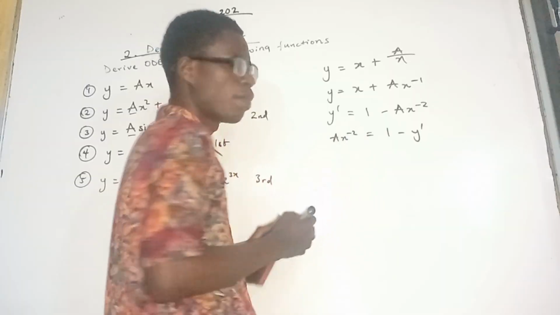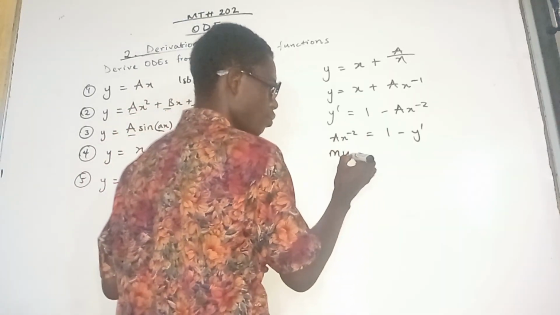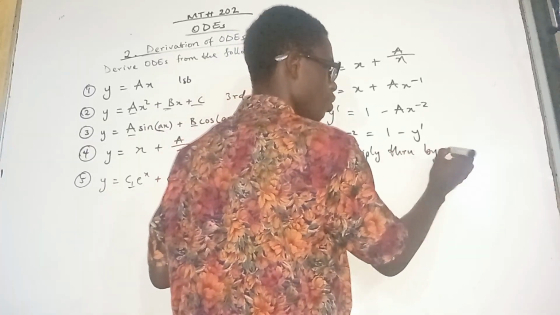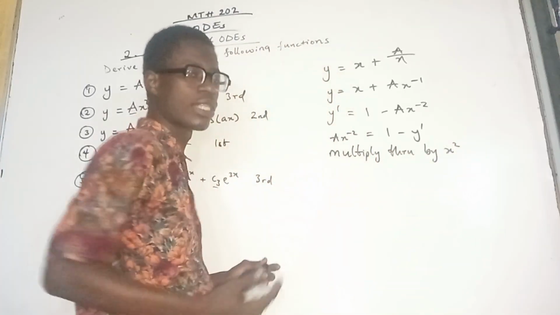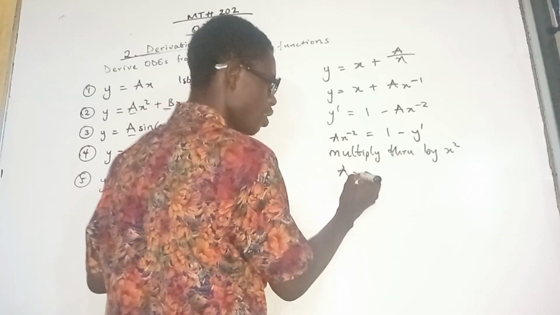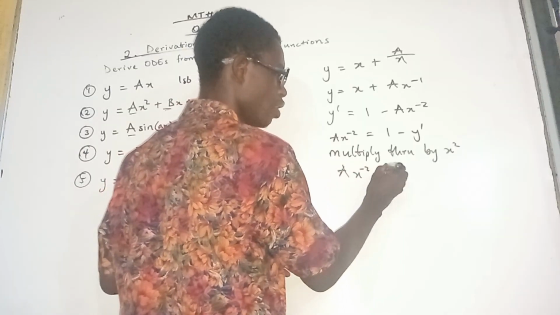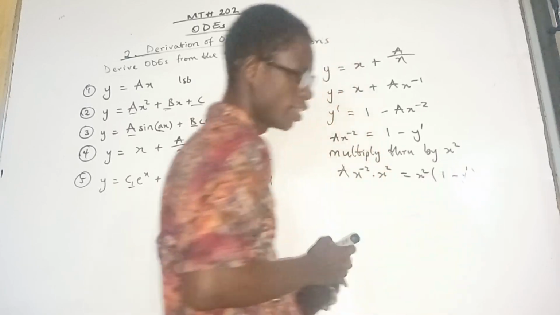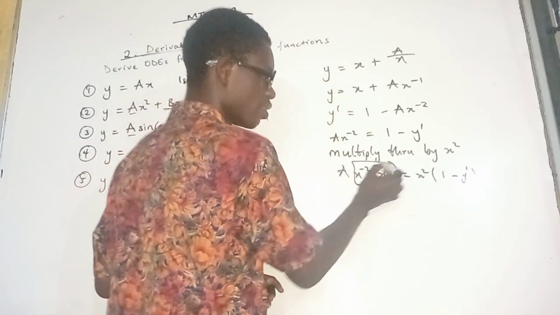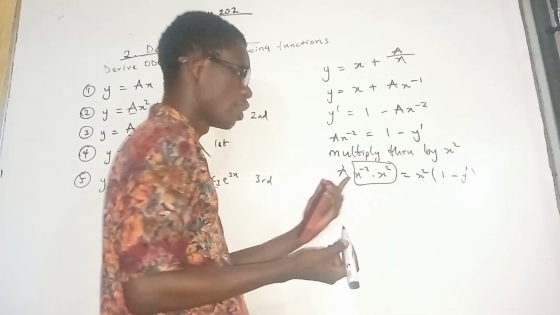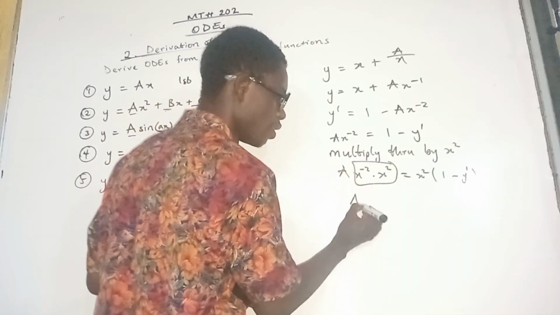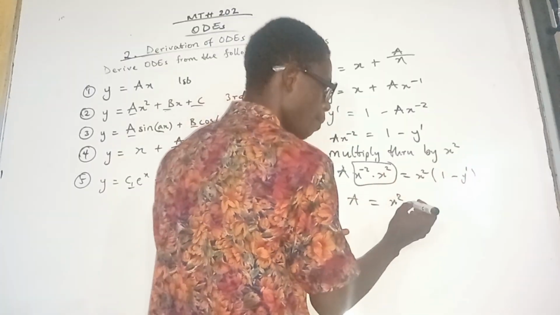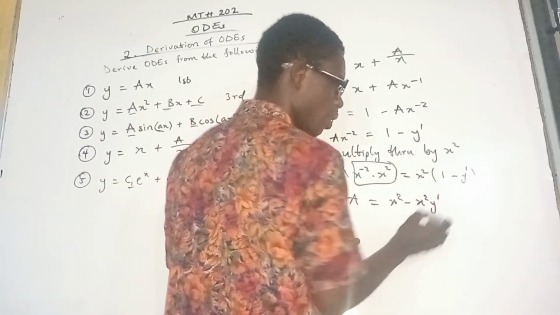So I can now multiply through by x squared. Why am I doing this? I want a to stand alone. So I have ax^-2 times x squared equals x squared into bracket 1 minus y prime. Law of indices: -2 plus 2 is 0, and x raised to power 0 is 1. So I have a equals x squared. I'm opening the bracket now: x squared minus x squared y prime.